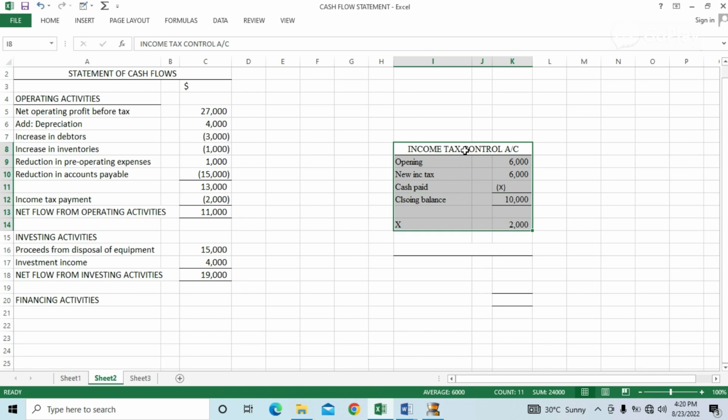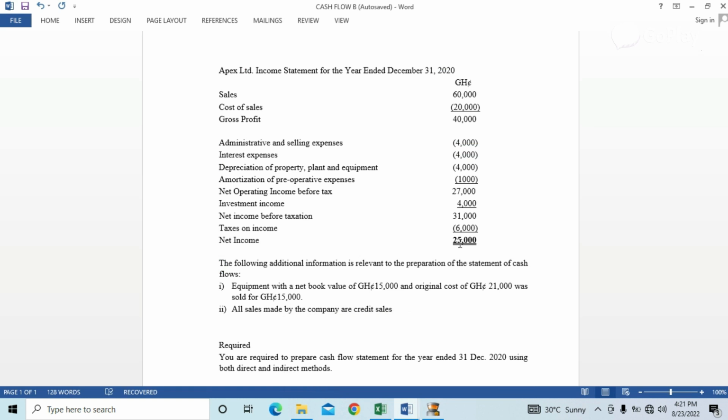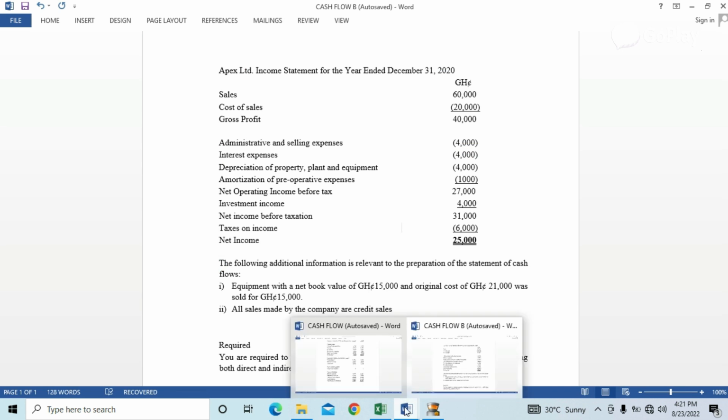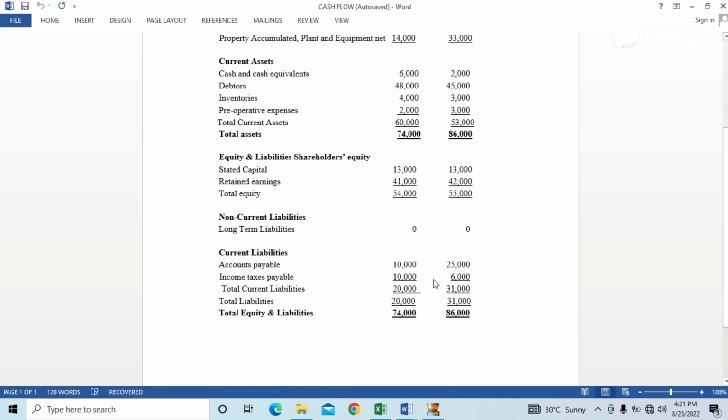Retained earnings are actually the profit that they make and invest in the business. So if in the year 2020 the firm made a profit of 25,000, and from the balance sheet you can see that the retained earning for the previous year was 42,000, as you can see here. So if they have added that 25,000, it would have been something like 67,000. But on the contrary, we have 41,000 as the retained earnings.